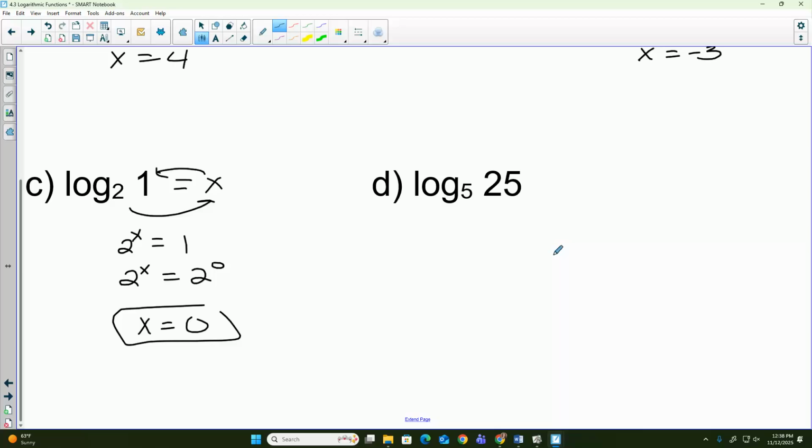D, about half the class missed this one, because a lot of you had 5. 5 to what power equals 25? 2. 5 to the second is 25. All right, are those okay?